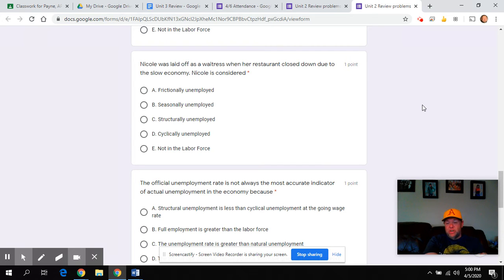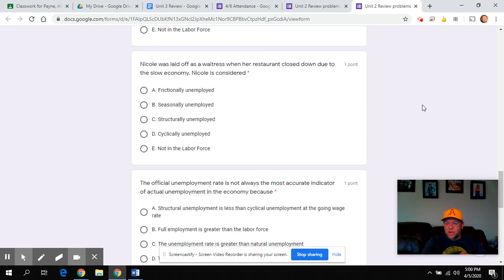Remember, if you lose your job because the economy's bad, it's cyclical. If you lose your job because the economy has changed somehow, so you were outsourced, replaced by a machine, whatever, that's structural unemployment. And then seasonally unemployed is you lost your job because the seasons changed. So lifeguard is seasonally unemployed.